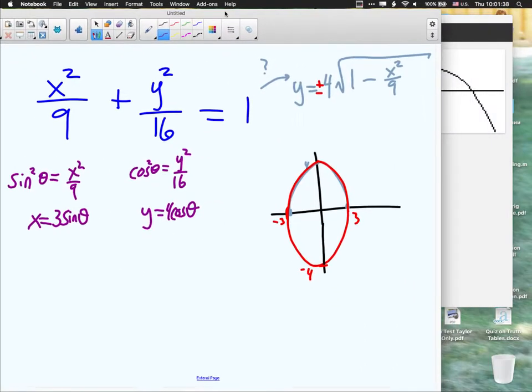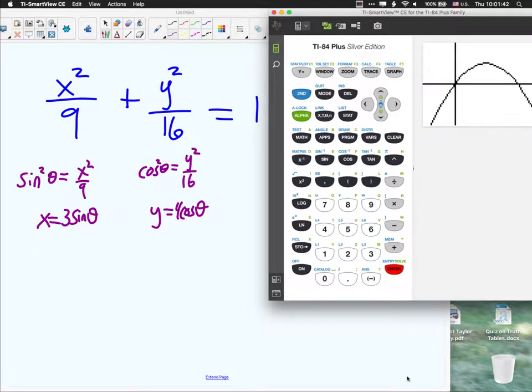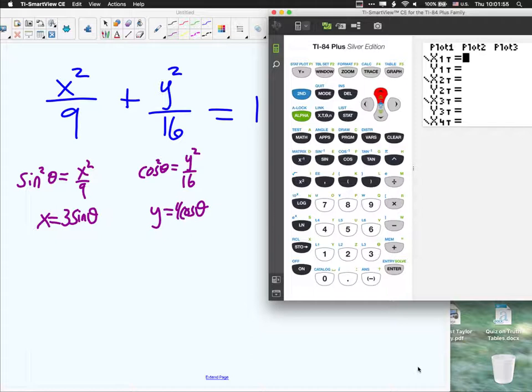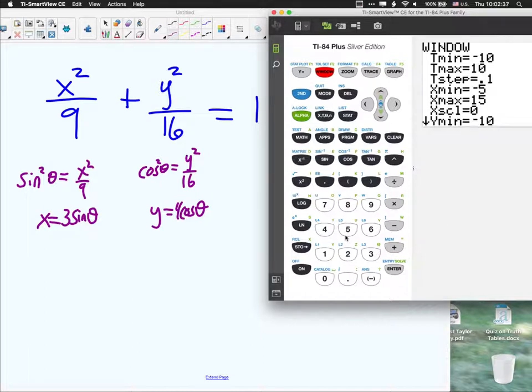So in parametric mode, let's go ahead and plot this thing. X is equal to 3 sine t. Very nice. Y is equal to 4 cosine t. If we had chosen the negative, it would just change the direction that we go around the circle. As long as we pick one that works, it would be good. 4 cosine t. Okay? And for our window, let's make sure we're going from 0 to 2 pi.